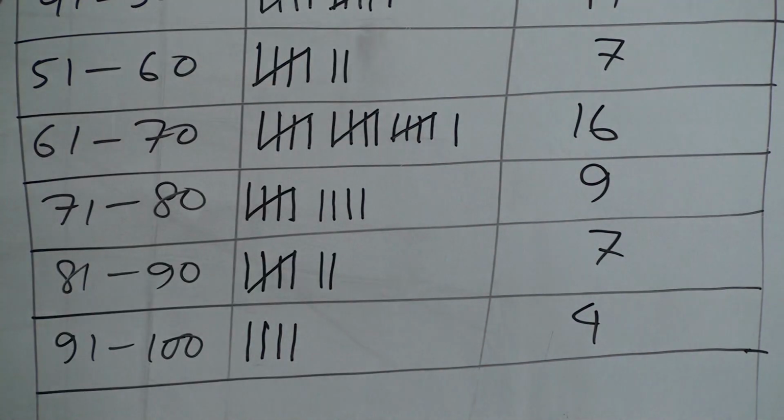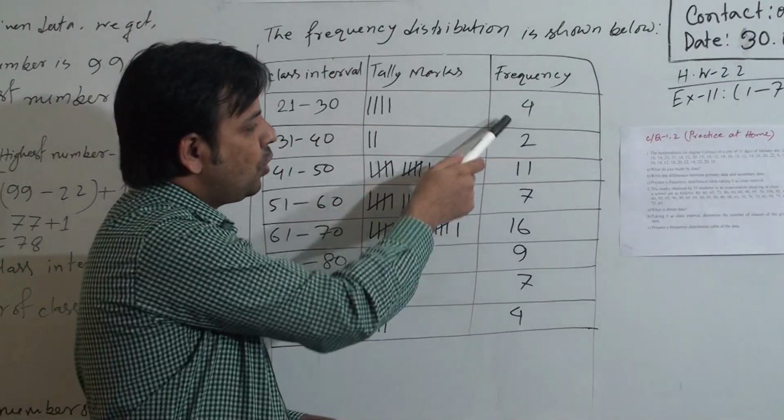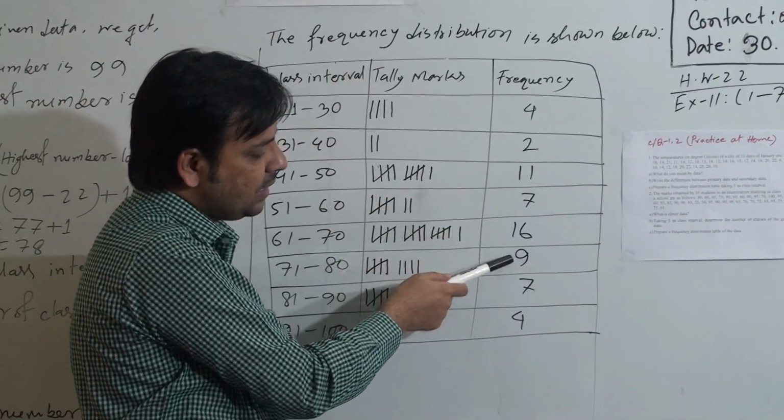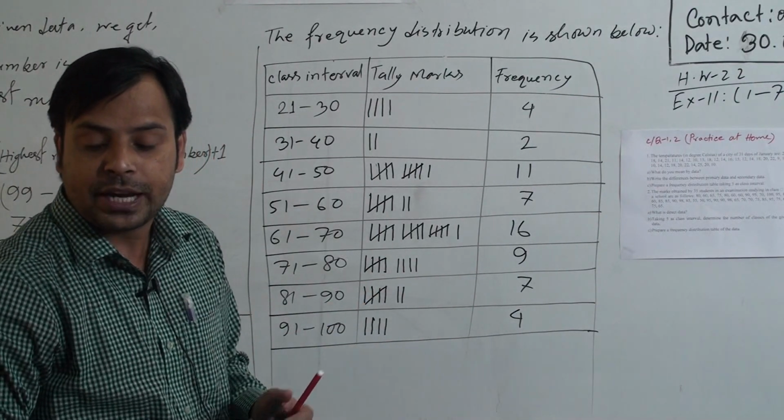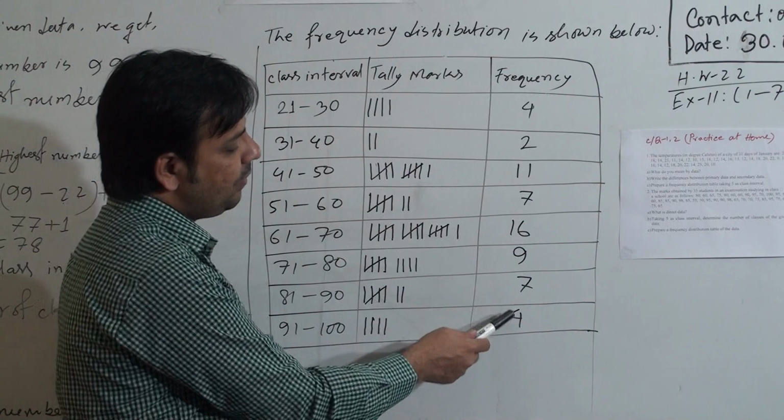So we have put all the frequencies here in all the classes. 4, 2, 11, 7, 16, 9, and then 7, 4.